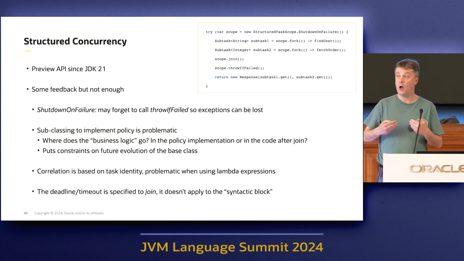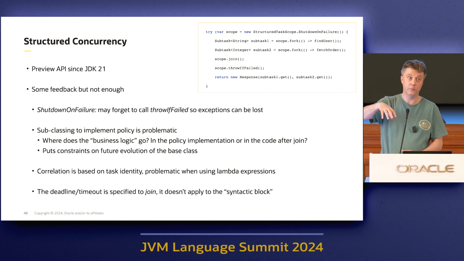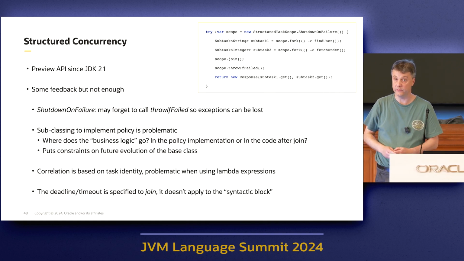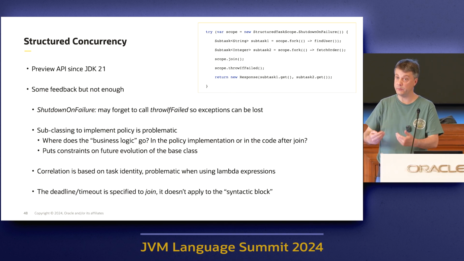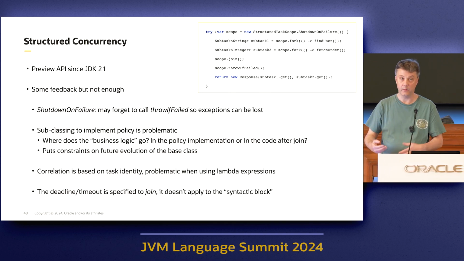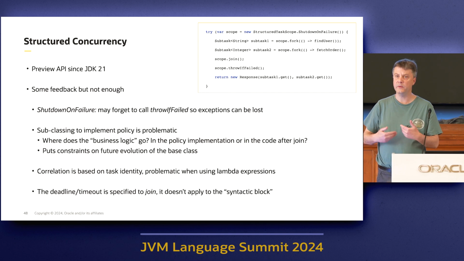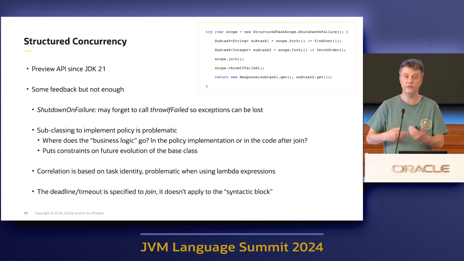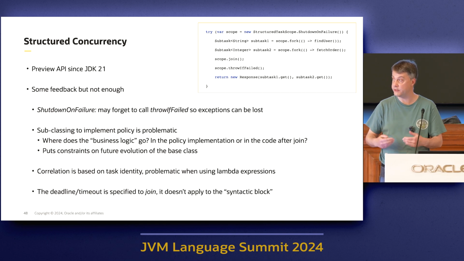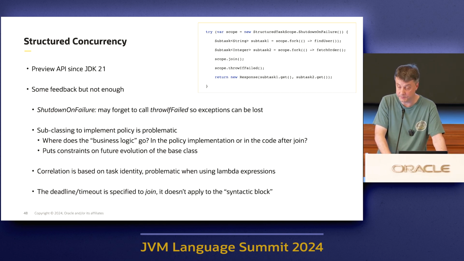I think the way this API, so this structured task scope is something that Brian, Ron, and I came up with when we went through all of this originally, was designed to use subclassing to implement policy. And we had the JDK then ship in preview APIs with two different policies. People found it a little surprising that you'd actually use subclassing for this. And there are a few issues that come from that. In particular, it puts constraints on the base implementation for evolution.